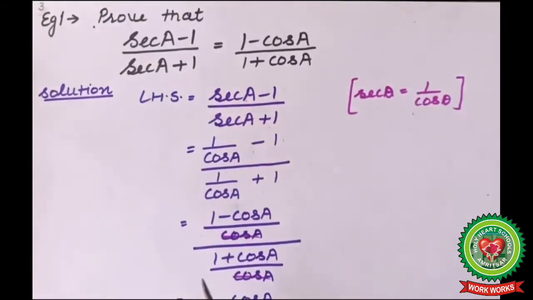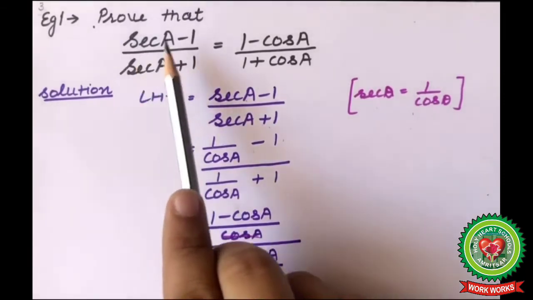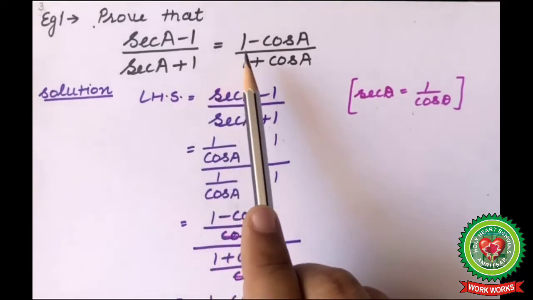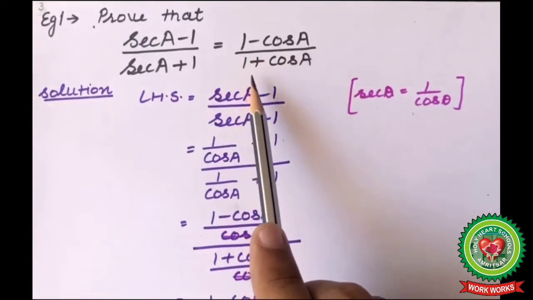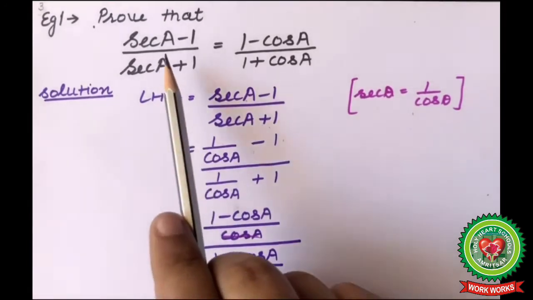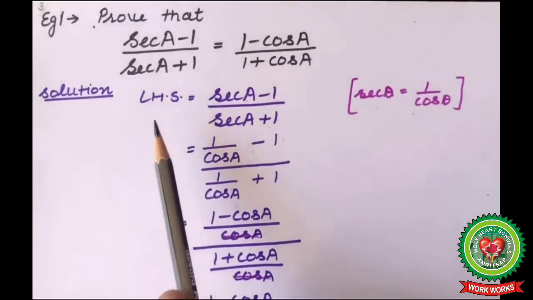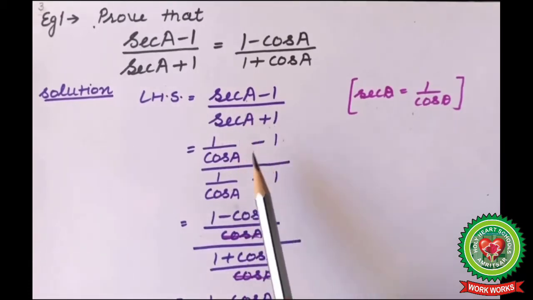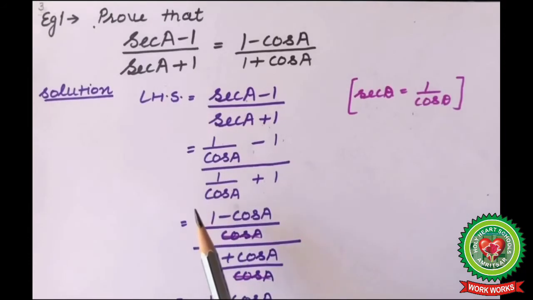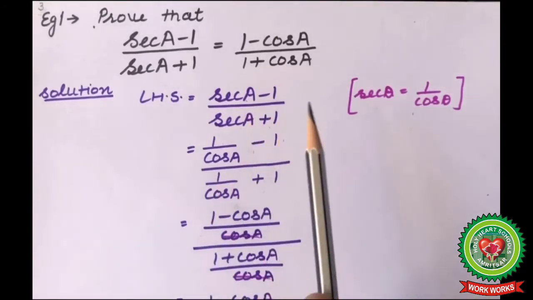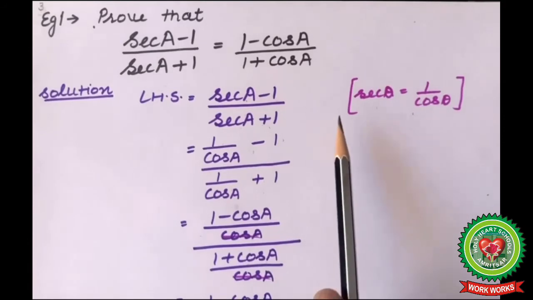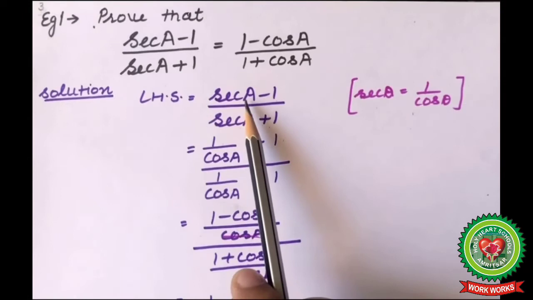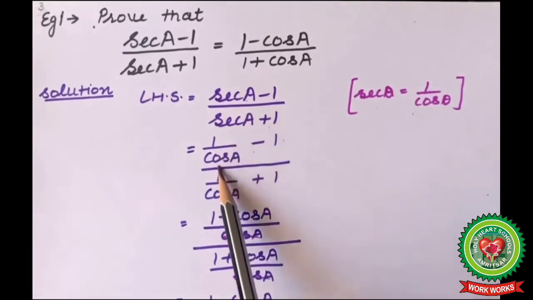Now students, let us discuss some sums based on this topic. The first example that we are going to discuss is secant A minus 1 upon secant A plus 1 is equal to 1 minus cos A upon 1 plus cos A. So we are going to solve the left hand side. So our left hand side is secant A minus 1 upon secant A plus 1. Students, now we know that secant A is equal to 1 upon cos A.